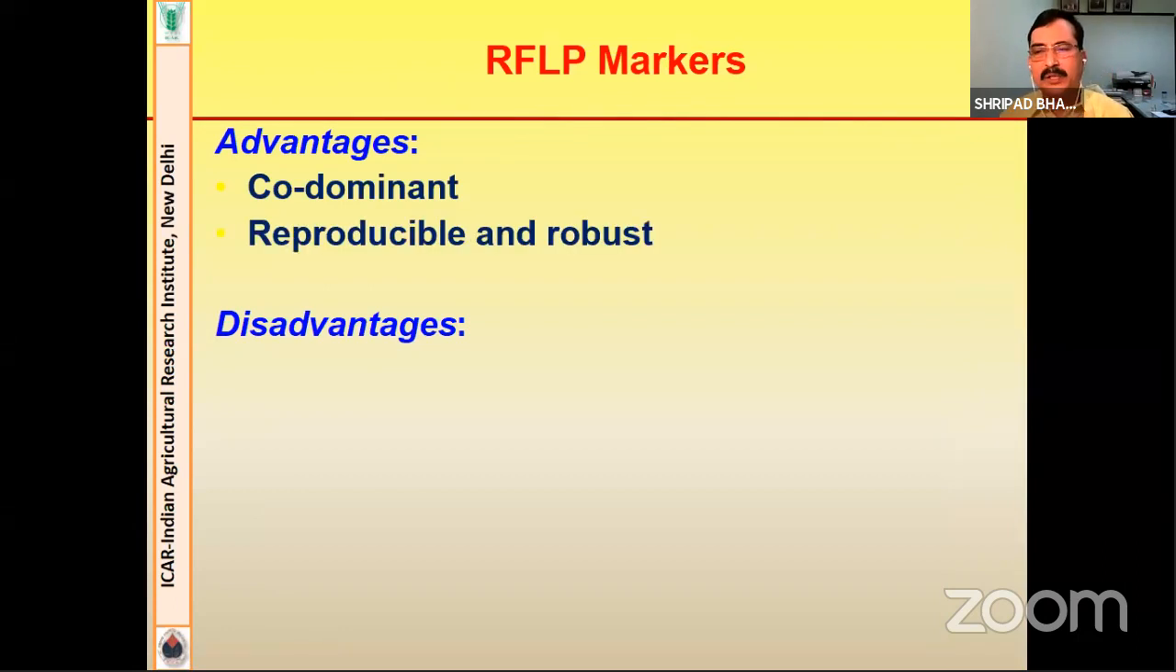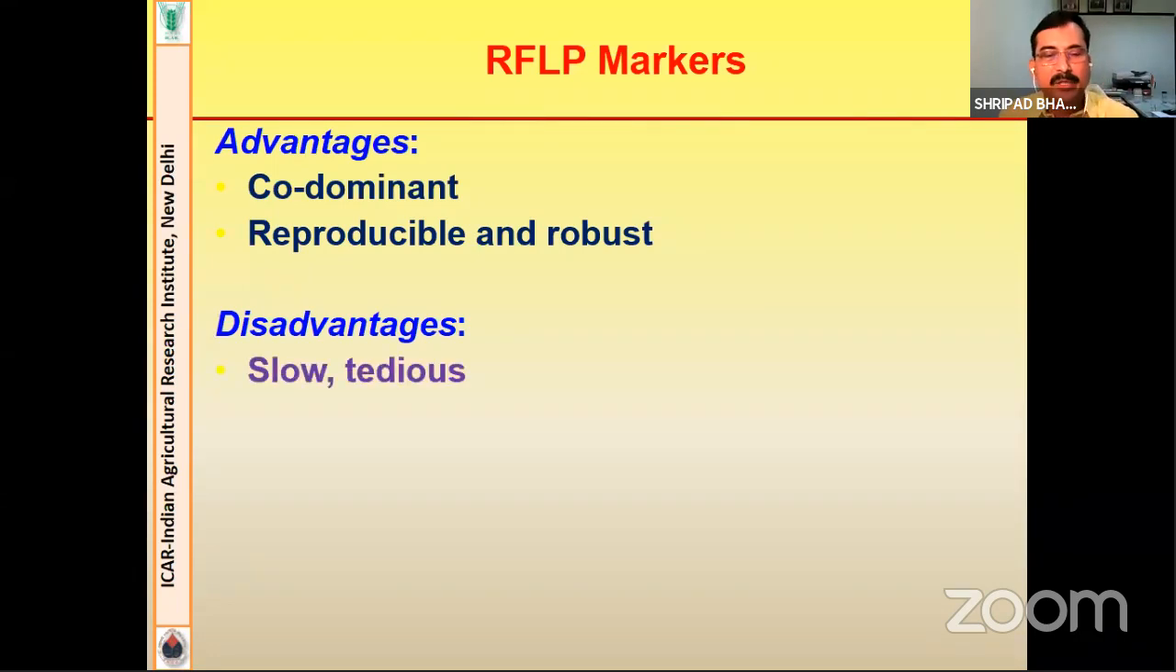Reproducible and robust. Reproducible means if the result is developed in your laboratory, and you share it with another laboratory, they will get the same result, no changes at all. If they follow the same marker and the same enzyme, they will get the same results. So there will be no changes. We'll see in another marker where it gets changes.